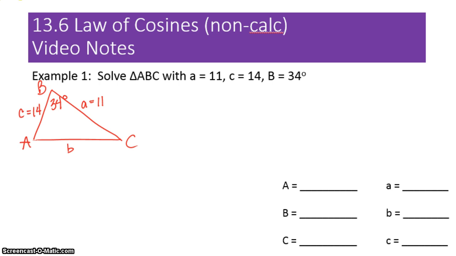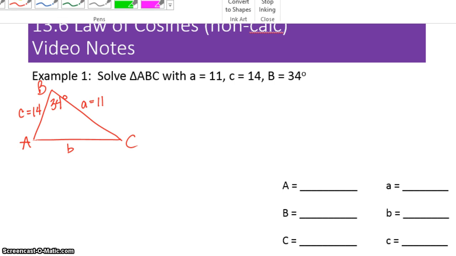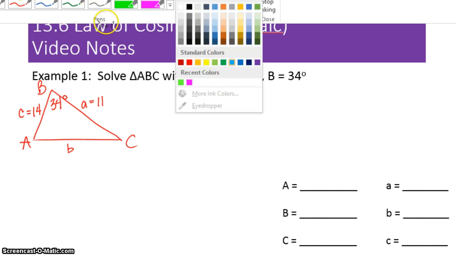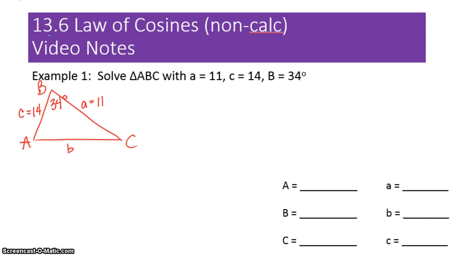So hopefully you see very clearly we have two sides and the angle between them. That's when we're going to have to use law of cosines because law of sines will not work. I will quickly show you why law of sines will not work by trying to set it up. So you don't necessarily need to write this down, but this is going to show you why. If I do sine of angle A over side A equals sine of angle B, which is 34, over side B, equals sine of angle C, which we don't know, over 14.